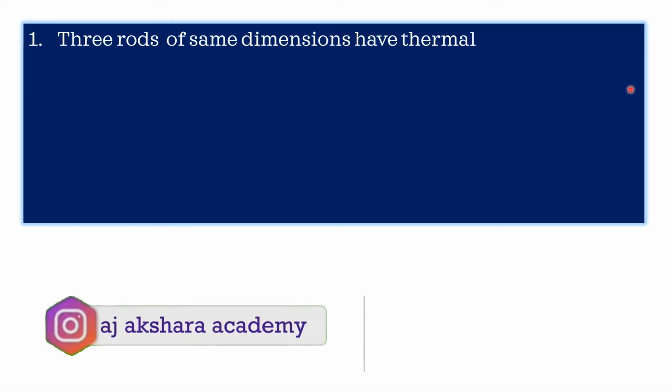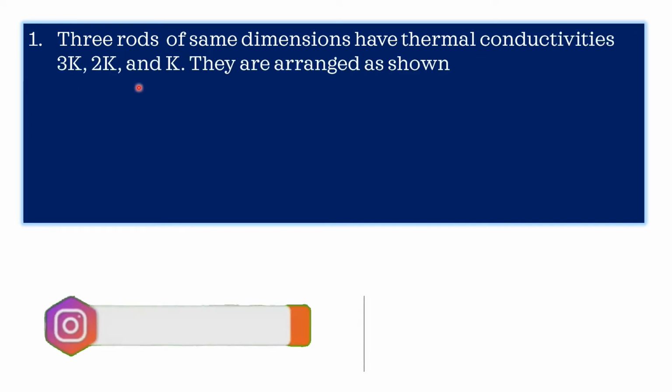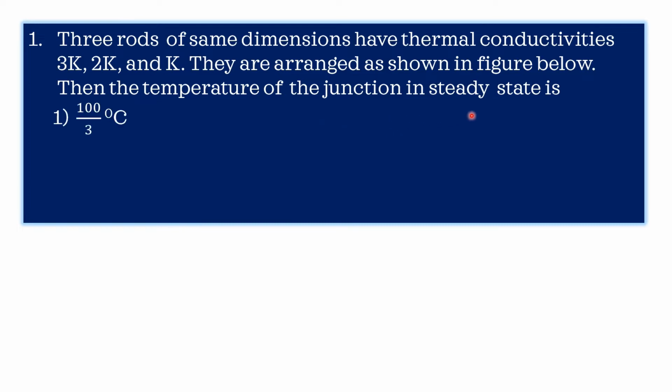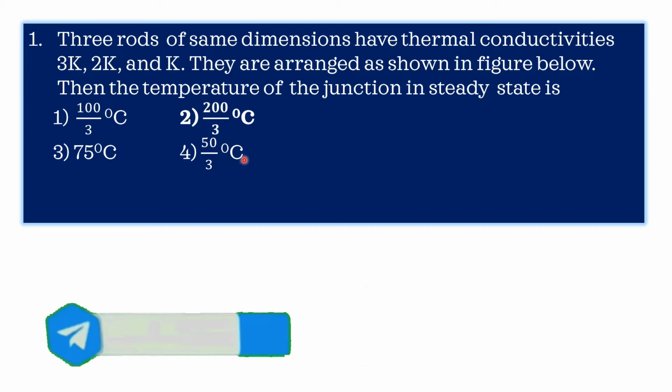In this question, three rods of same dimensions have thermal conductivities 3K, 2K and K. They are arranged as shown in the figure below. Then the temperature of the junction in steady state is 100/3 degrees centigrade, 200/3 degrees centigrade, 75 degrees centigrade, or 50/3 degrees centigrade. Here we have to calculate the temperature of the junction in steady state. Let us go to the solution.